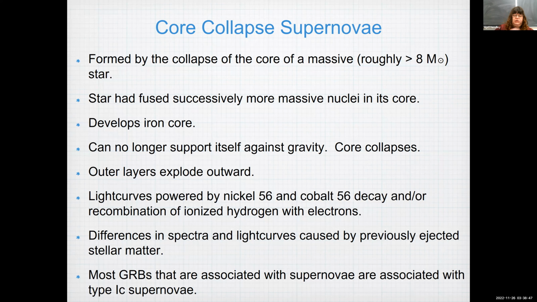Up until that point, the star supported itself against gravity because it's hot and it's trying to expand because it's so hot, while gravity was trying to pull it inward and there was balance. But whenever it gets iron, like I said, you can't get energy out of iron. It can't support itself against gravity and the core collapses.